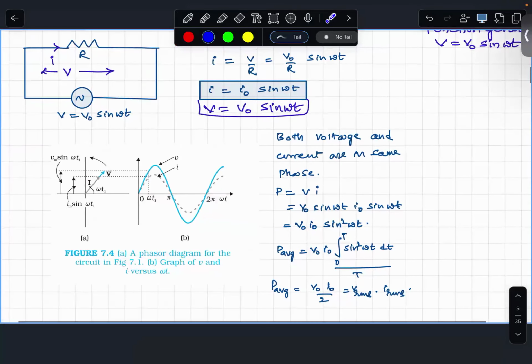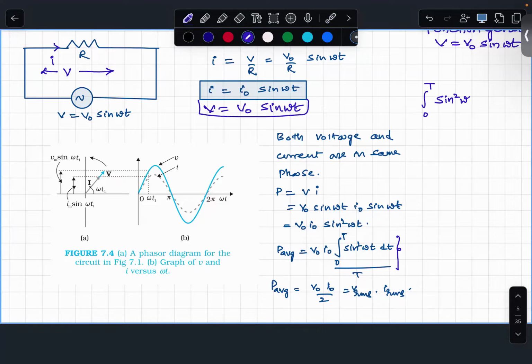So in this case, V naught I naught sin square omega t is the instantaneous power. Therefore, the average power means taking the average of this value. You already know the integral of sin square omega t dt by T is a standard relation. Sin square omega t can be written as (1 minus cos 2 omega t) by 2, right?